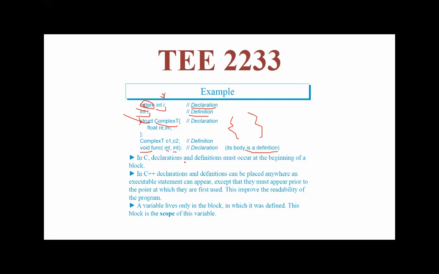So in C, declarations and definitions must occur at the beginning of a block, but in C++, you can put them anywhere as long as you have defined them before their first use, right? So you define a function before you first use it, but you can define it anywhere else. But in C, the first part of the block should be the declarations and definitions.